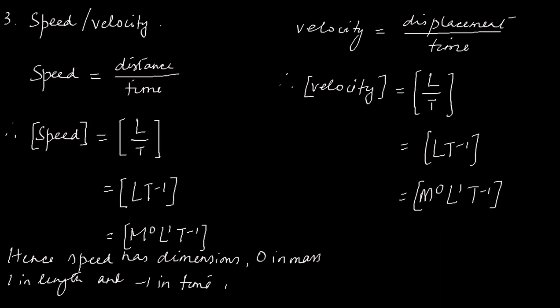And why do they have the same dimensions? Basically because they have the same units. Or you can say that because they have the same dimensions, they will have the same units. What? Meter per second, kilometer per hour. Yes or no? So that is another thing that you have to remember. Any quantity having the same dimension formula will always have the same units. Okay, let's go further.